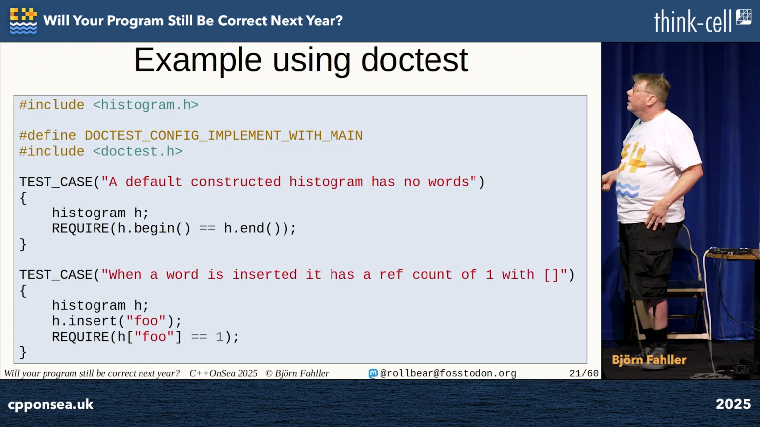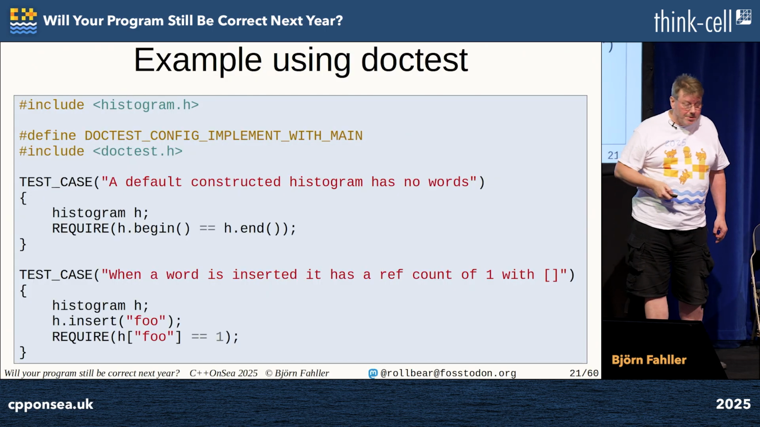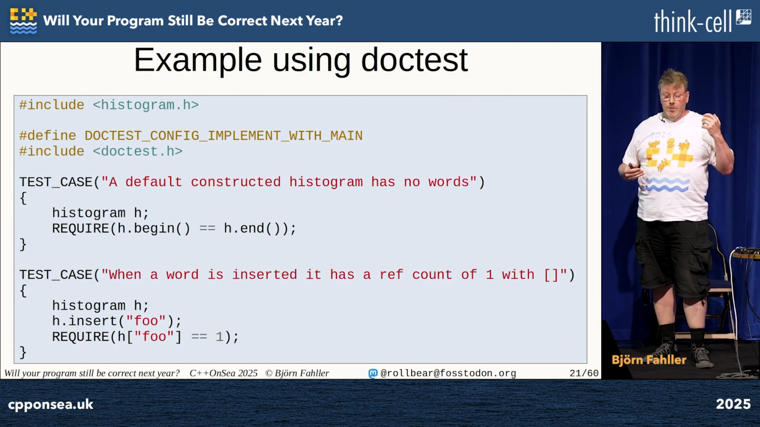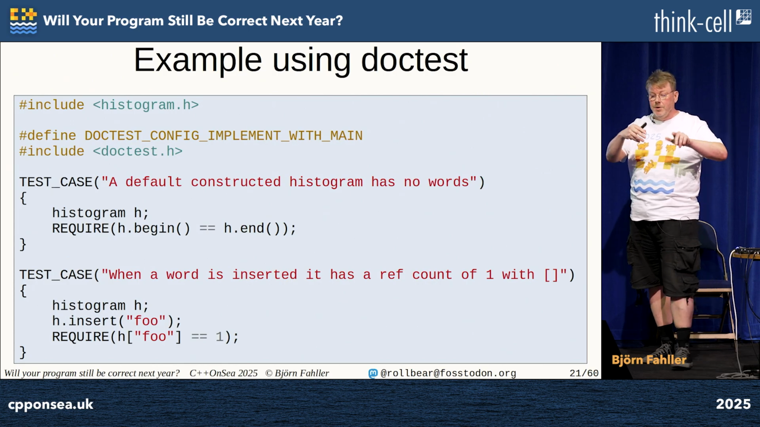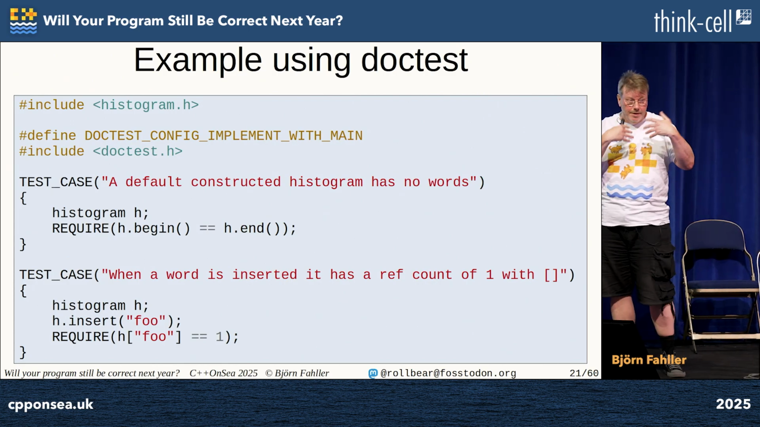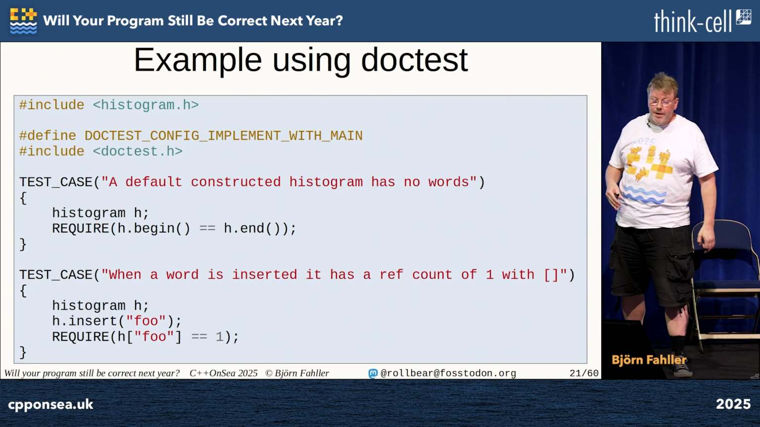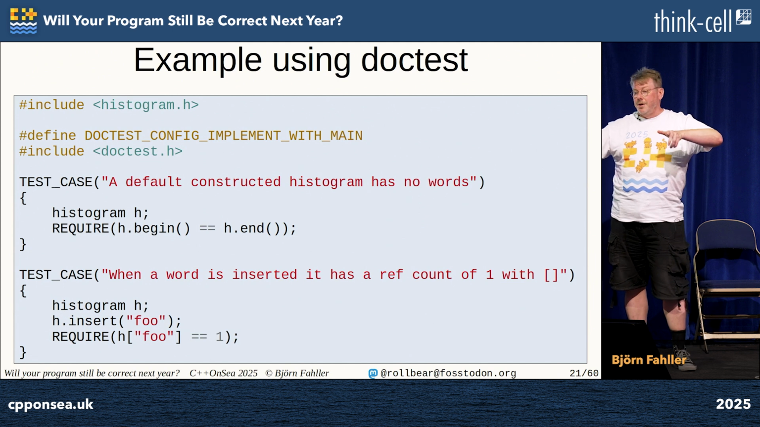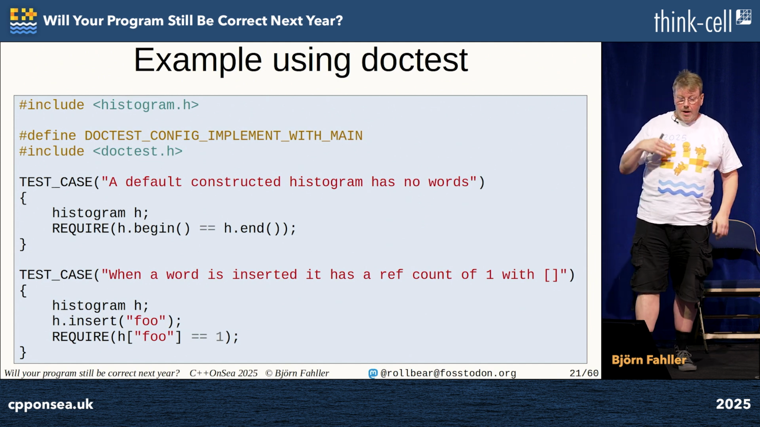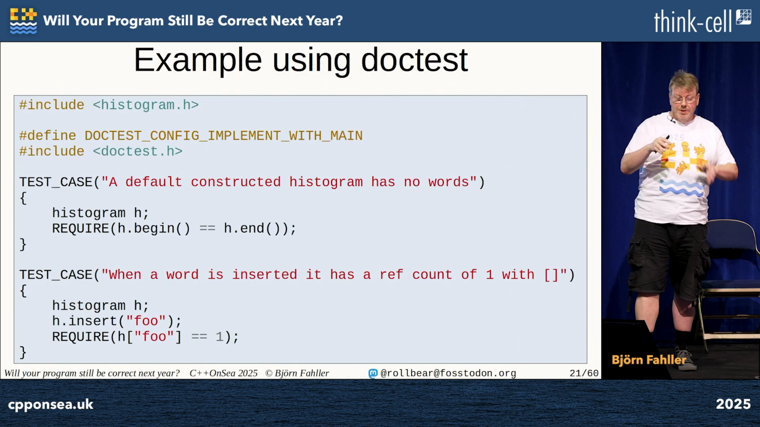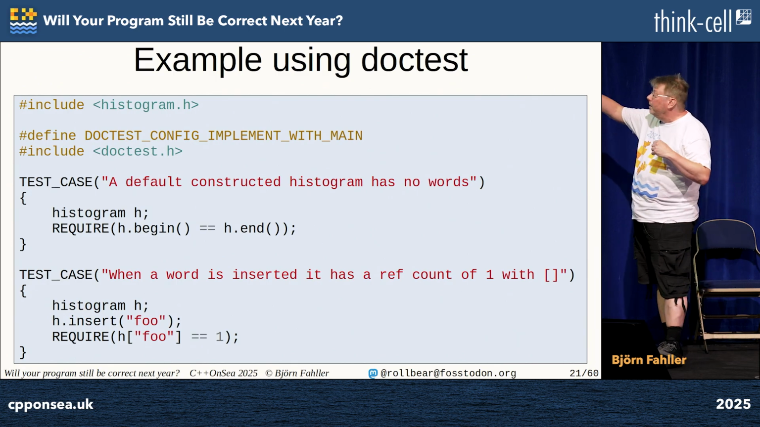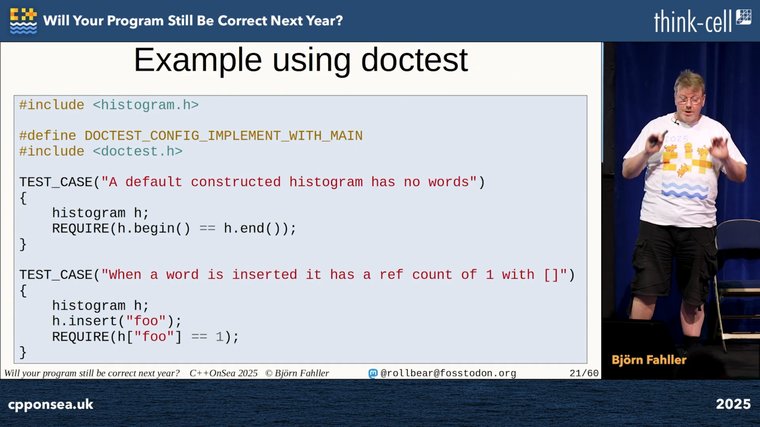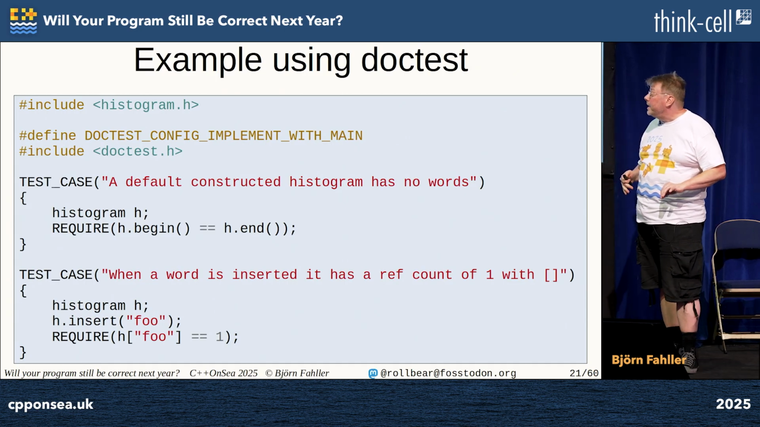So, an example using doctest. Doctest is extremely easy to get started with. It's a single header file. You include it. If you have this hash-defined doctest config implement with main, it even makes a main function for you, so you don't have to do that. Every test is a test case and a description. The description is the name of the test. And then you write the test logic in each of them. The capital require is the assertion used in doctest to ensure that we have the result that we expect.